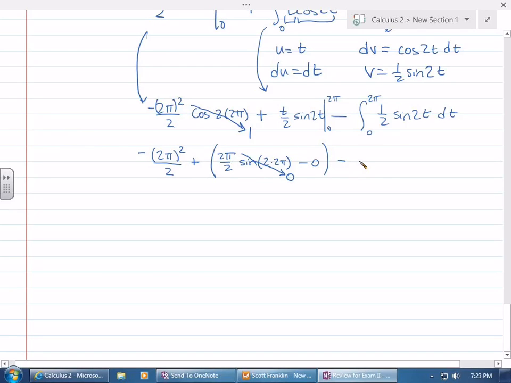Minus, and now I've got to take the integral of this, which is going to be 1/4 plus cosine of 2t from 0 to 2 pi.